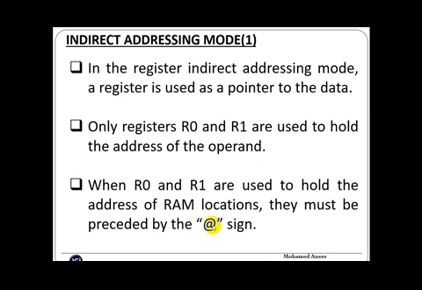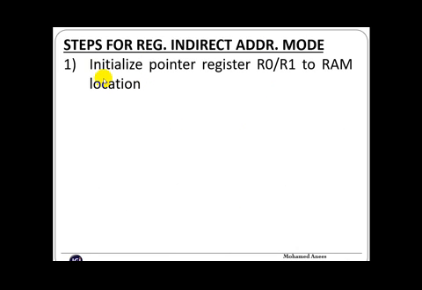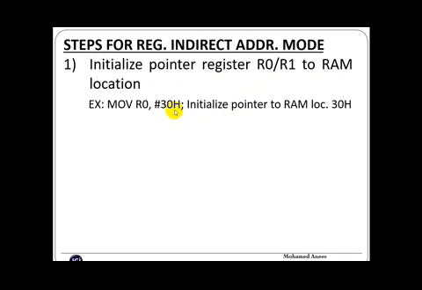Okay, let us understand this by an example because this needs an example. Now, what are the steps for register indirect addressing mode? First is we have to initialize the pointer to register R0 or R1. Initialize pointer register R0 or R1 to any of the RAM locations. For example, if you can see, MOV R0, #30H. It's very important. The hash symbol is very important here.